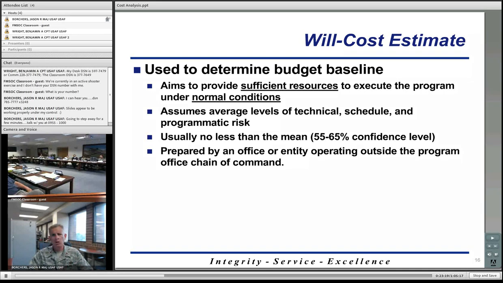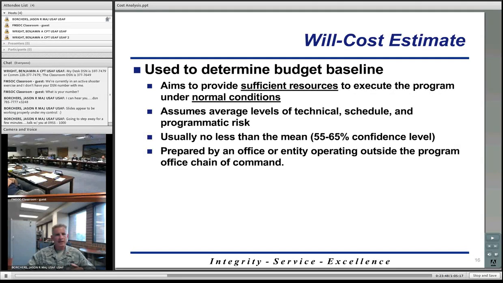And the will cost estimate is typically prepared by an independent entity, so someone outside of the program office chain of command. And you do that because you tend to get away from maybe different biases or the concept of owning a program or favoring a program. You're getting the true estimate when you're talking about a will cost estimate.